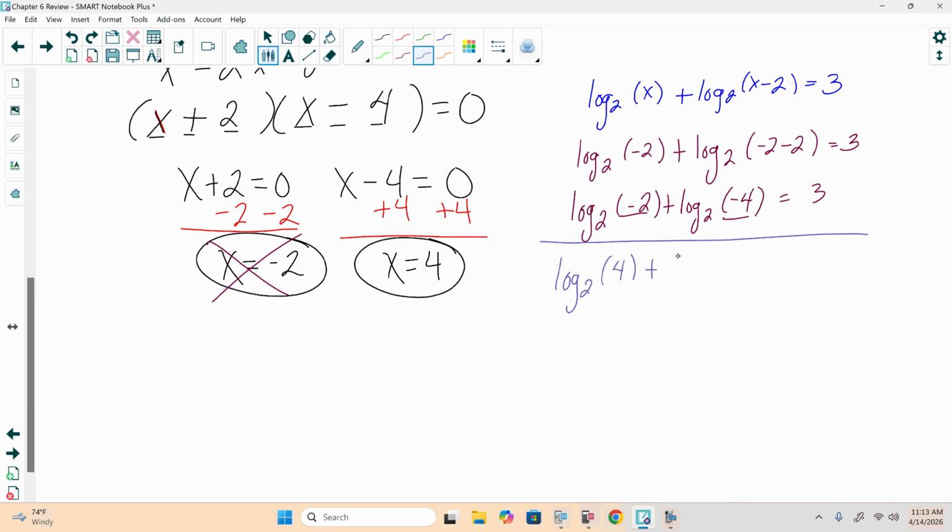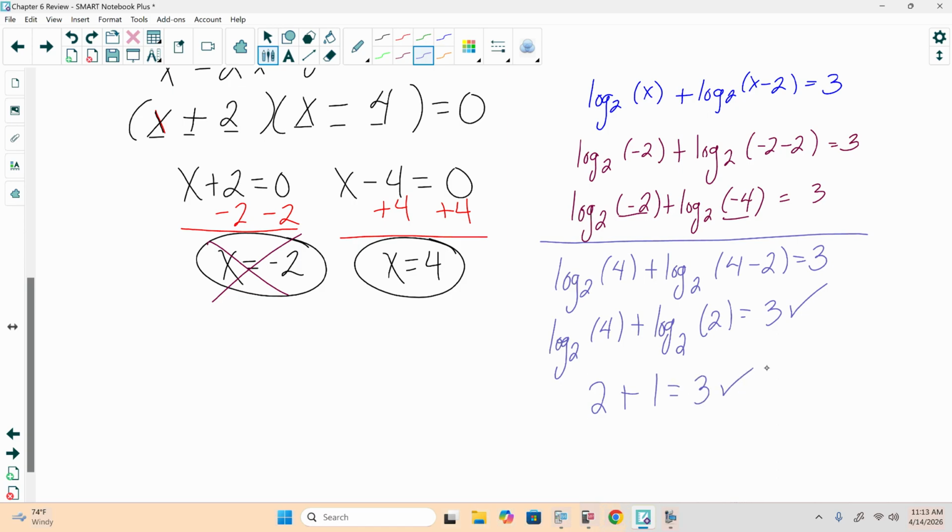If we do the same thing with 4, and we simplify, we get log base 2 of 4 plus log base 2 of 2 is equal to 3. We're good there. We're mainly checking to make sure that we do not have a negative inside those logs. Incidentally, log base 2 of 4 is 2. Log base 2 of 2 is 1. And 2 plus 1 is indeed equal to 3. So the correct answer for this here is x equals 4.